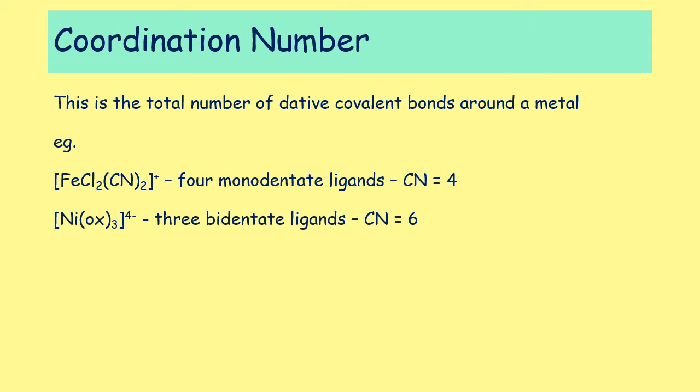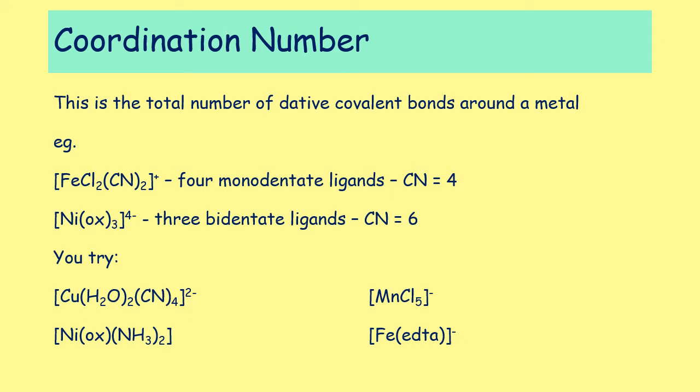The second one, nickel, OX is sometimes a shortened version of oxalate. However, oxalate is sometimes written C2O4, so just be careful there. But oxalate is a bidentate ligand, and there are 3 oxalates, so that gives a coordination number of 6. So now I've got 4 examples here. Now it's your opportunity to pause the video and try to work out the coordination number of these 4 different examples. So if you want to pause the video now, have a go, and when you press play, you will get the answers.